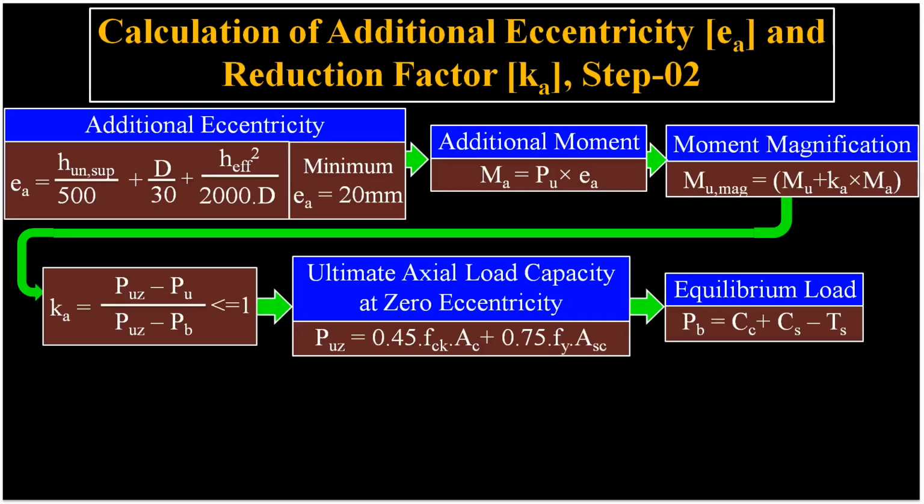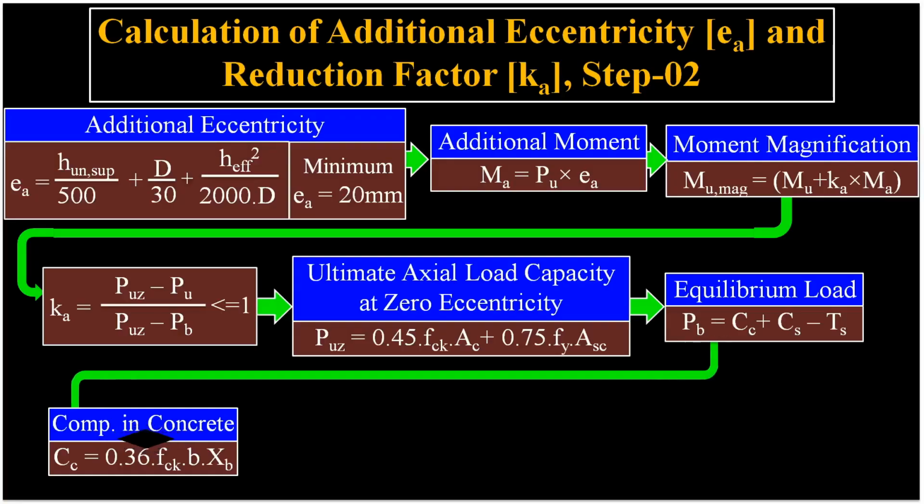Equilibrium load, PB. Next, I am going to discuss equilibrium load, PB, and the formula is PB equals CC plus CS minus TS. Here, CC is the compression on the concrete from stress block of the moment on the column. CS is the compression on the steel from stress block. And TS is the tension steel from stress block.